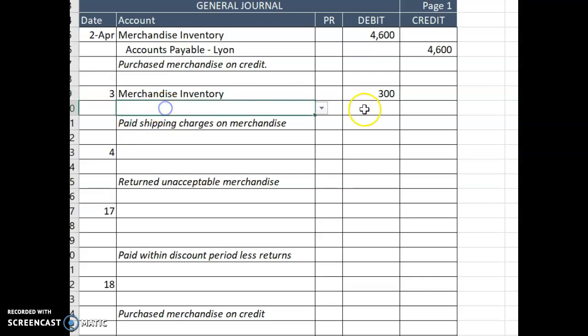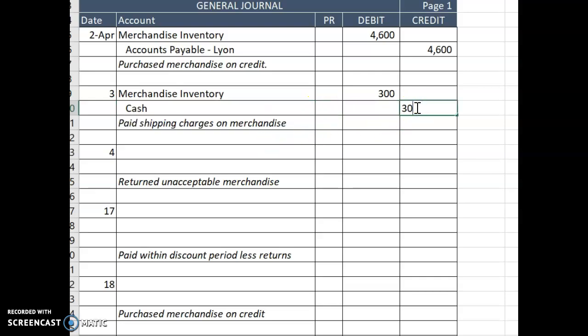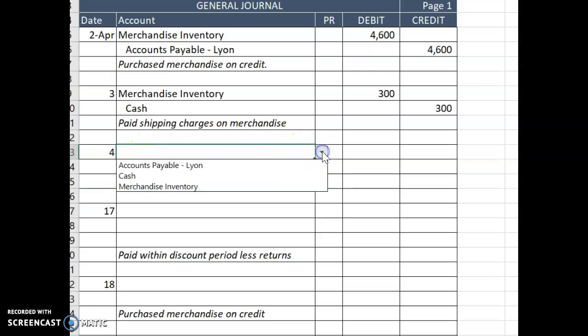Yep, so we paid cash. We'll credit cash for $300. On April 4th, we returned some unacceptable merchandise that had an invoice price of $600. So we're going to make a return.